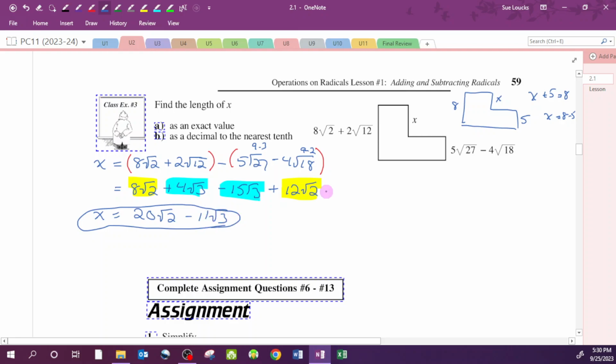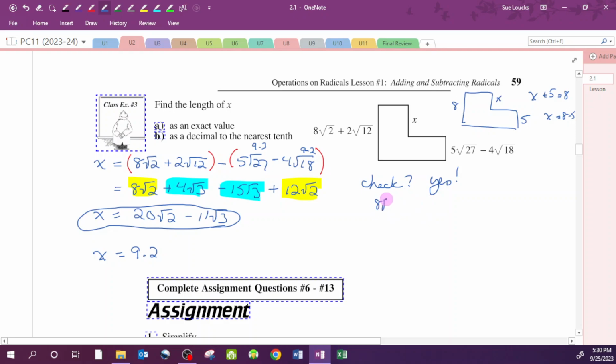Okay, now should I check it? Yes, you should check it if you possibly can. It also asks you to get the answer as a decimal to the nearest tenth, so we may as well do that. If I put that in my calculator for x, I get 9.2. I did my checks over here to 2 decimal places.